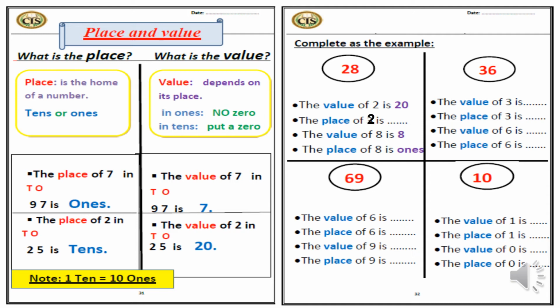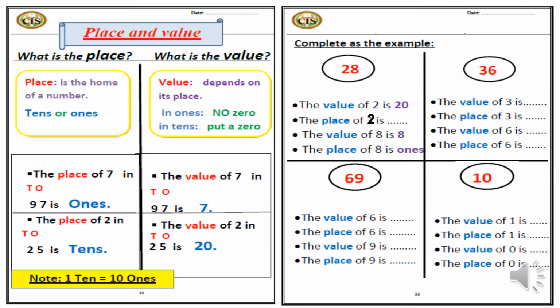Okay, next. The place of number 2 in 25. Look here. 2 in which place? In tens place. The value of 2 in 25. He asked about the value. 2 in tens. So, its value equals 20 because we put a 0. Note, 1 ten equals 10 ones.